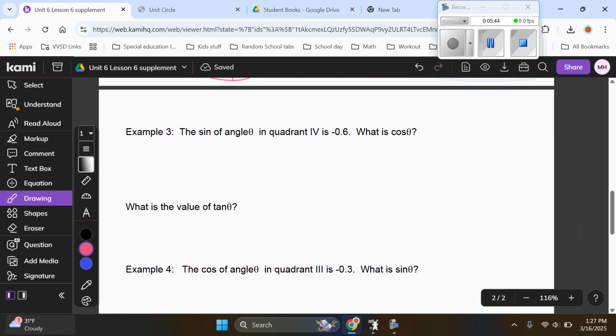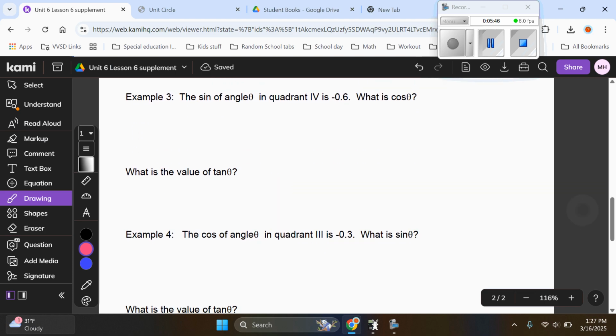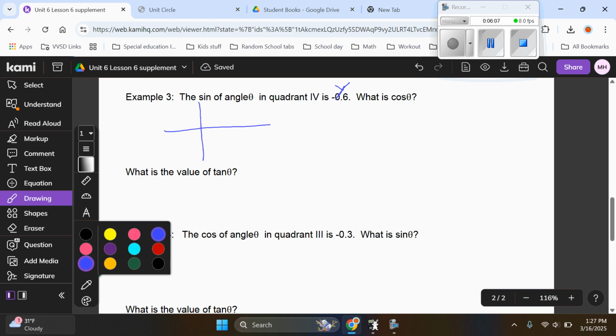All right, here's another example. Pause the video and see if you can find the cosine of theta and then find the value of tangent. The sine of the angle theta in quadrant 4 is negative 0.6. So again, my y value is negative 0.6. I can draw a quick sketch. So I'm down, here's my circle, down over here, here's my triangle. Getting kind of sloppy with it now.